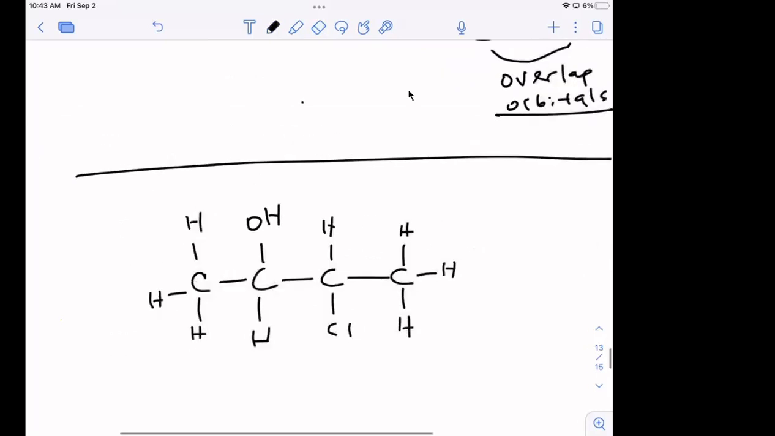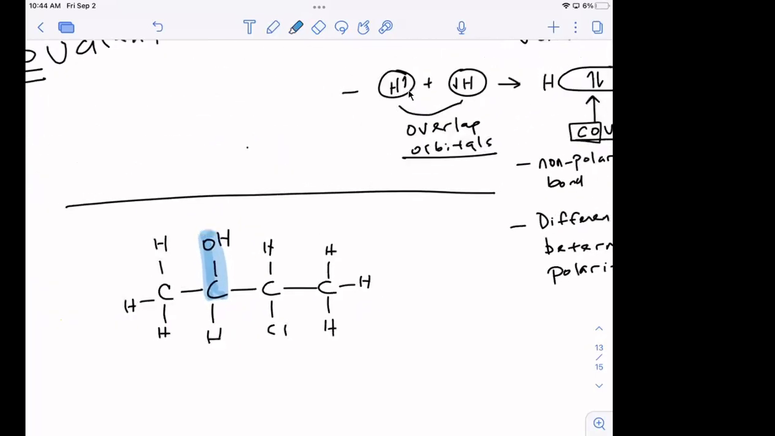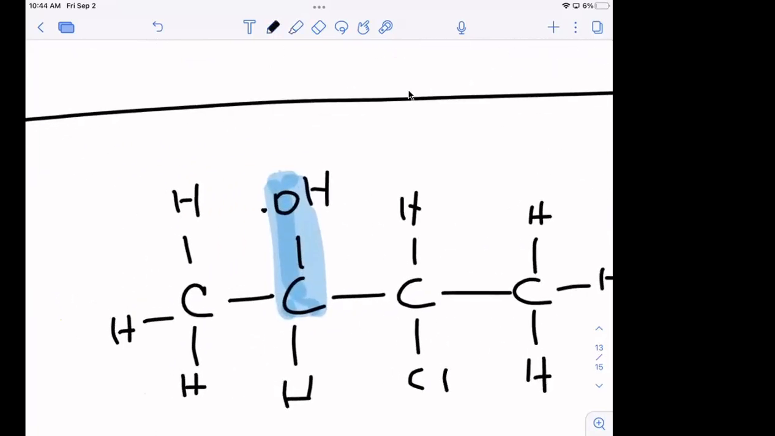All right. So when we look at, let's just examine this bond right here, the carbon-oxygen bond. We know it's covalent. What orbitals are overlapping to make that? Let me put the lone pairs in on oxygen. Now this we talked about already. So what orbitals are overlapping to make the carbon-oxygen bond?